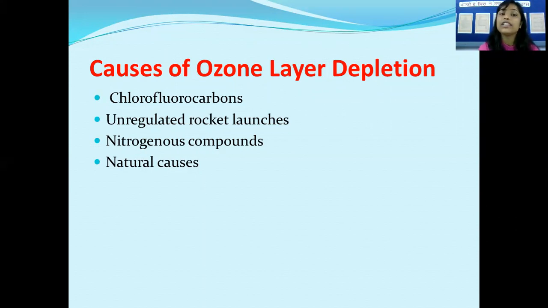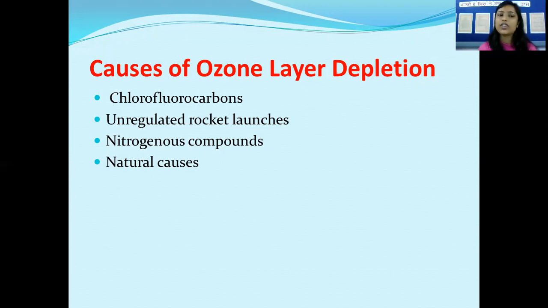Okay, second point, the unregulated rocket launches. It is observed by the scientists that when these rocket launches are unregulated, they produce a lot of harmful materials or gases, and the unregulated rocket launches are helping in the depletion of the ozone layer, right?